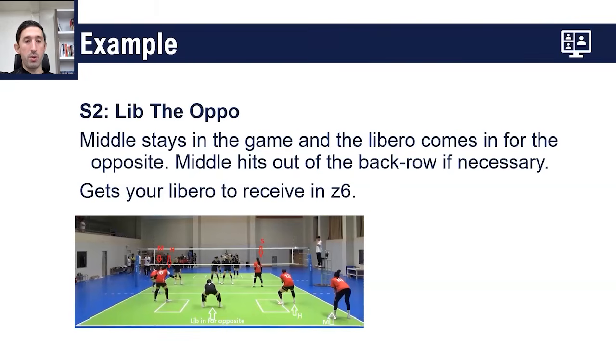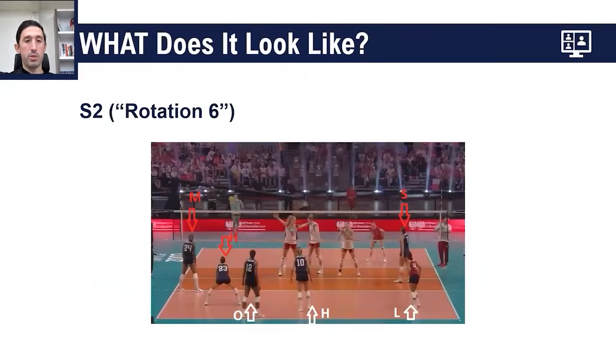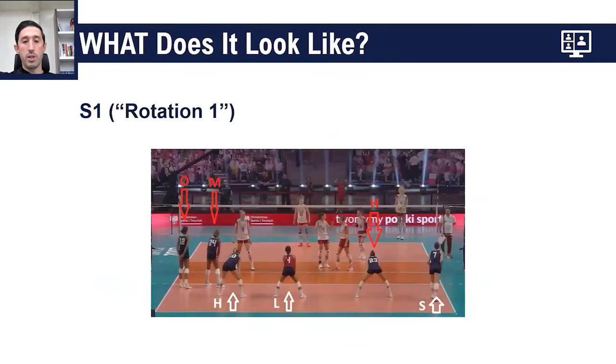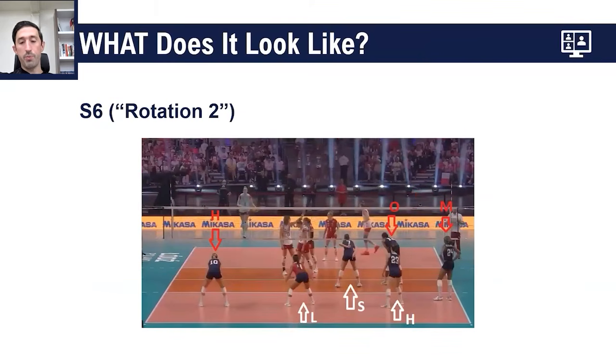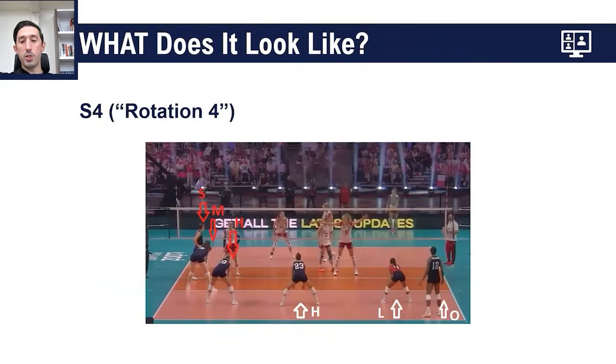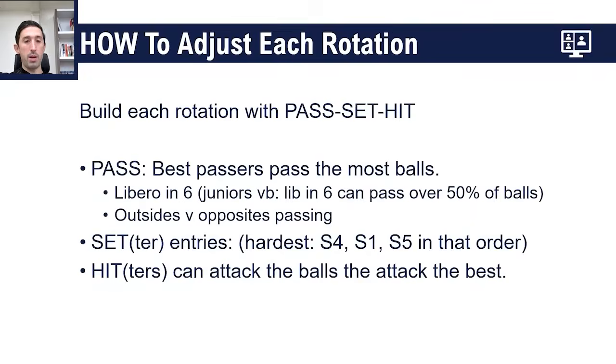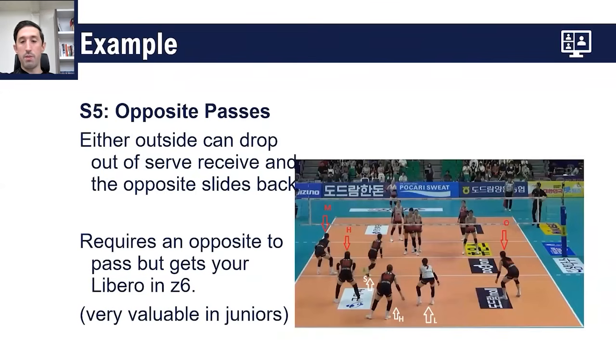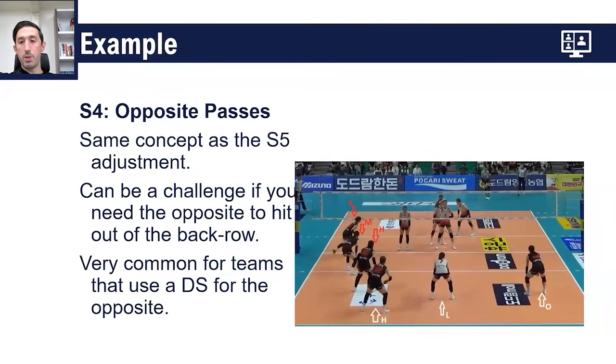So let's backtrack again a little bit. I feel like I'm just getting people dizzy with these slides. Here's setter 1. Libero by default is in zone 6. In setter 6, libero by default is in there. Setter 5 and setter 4, she's in zone 1. But we talked about you have this setter 5 adjustment and this setter 4 adjustment where the libero can be in zone 6.